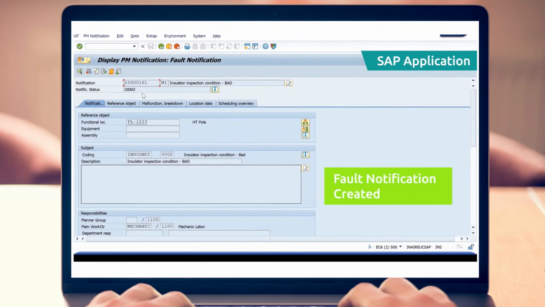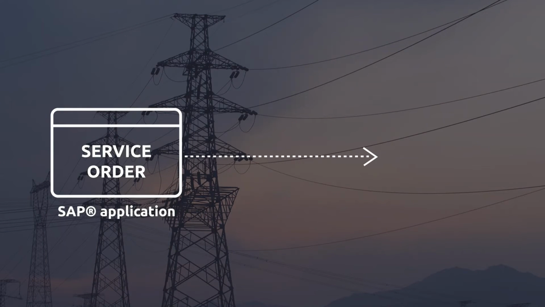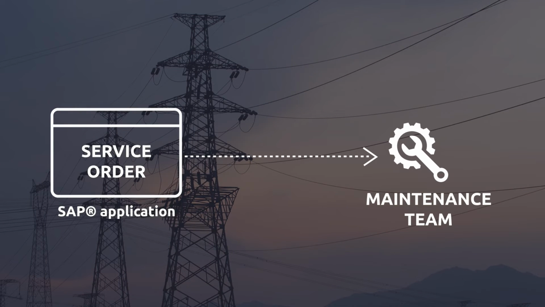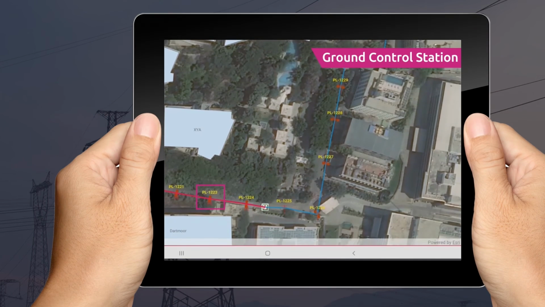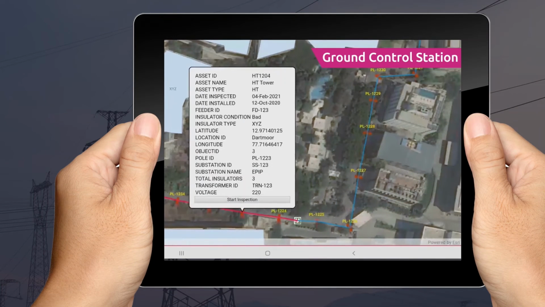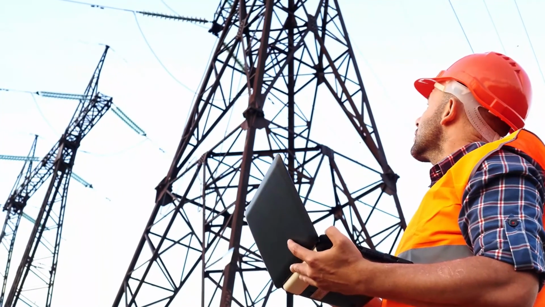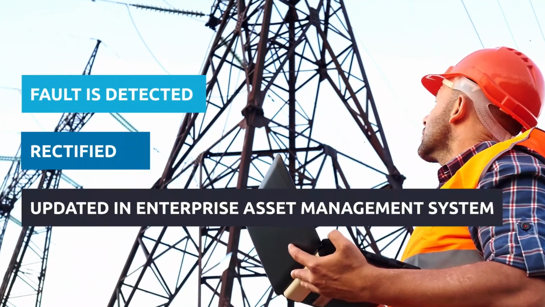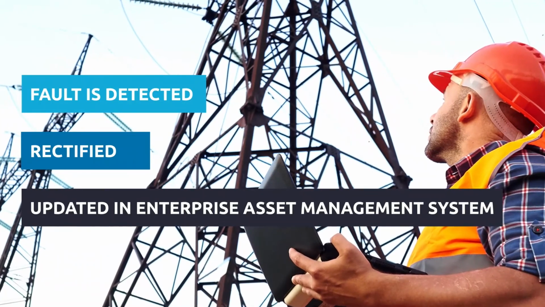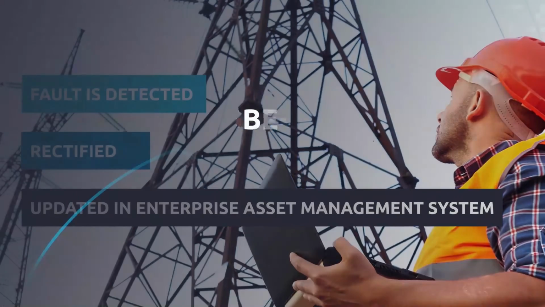A subsequent notification will be created in SAP system. The supervisor generates a service order to rectify the faults and sends it to the available maintenance team, who then carry out their job. The lineman also checks the status of the insulator in the GCS application, which is now updated and shows insulator status as bad. Thus, a proactive inspection job is easily performed, and the fault is detected, rectified and updated in the enterprise asset management system in a seamless manner.